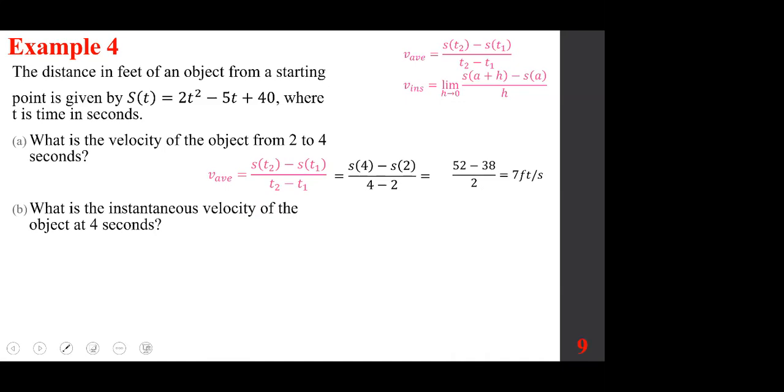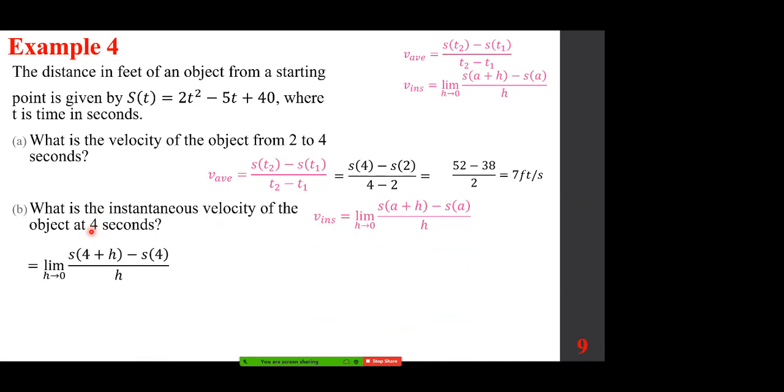Now, what is the instantaneous velocity? We can use this formula, where a is simply whatever is given. In this case, a is 4. So let's plug in 4 now. This is the part that is important. You want to be very careful with your accounting.